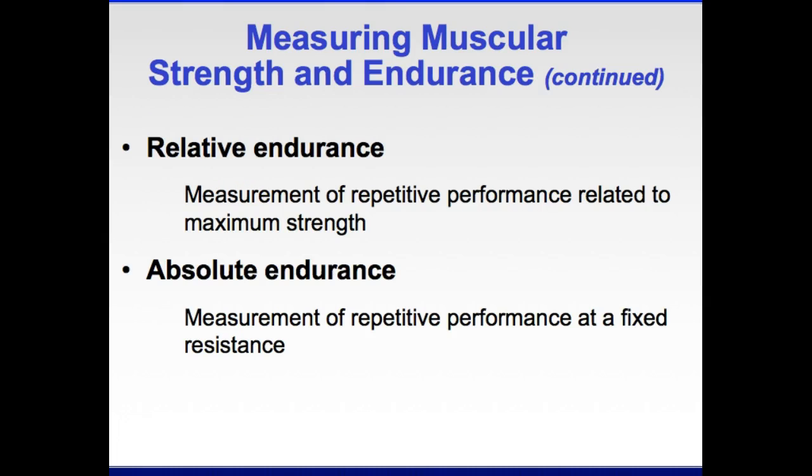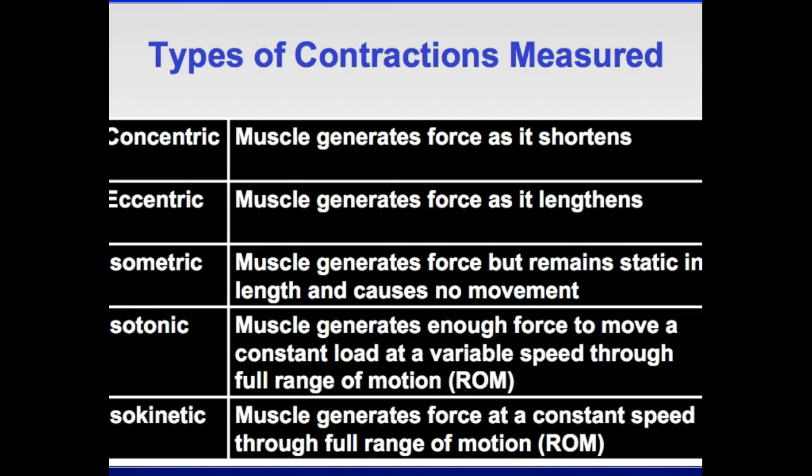Measuring muscular strength and endurance. As we continue, there is relative endurance, a measurement of repetitive performance related to maximum strength, and absolute endurance, a measurement of repetitive performance at a fixed resistance. Here are types of contractions measured. We've got concentric, eccentric, isometric, isotonic, and isokinetic. And those are just different forces within the muscles.